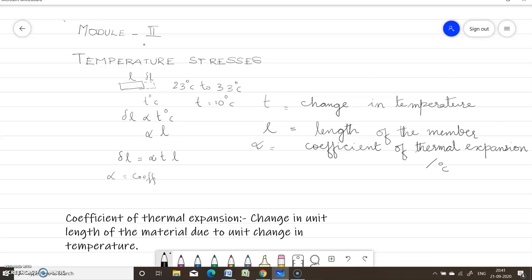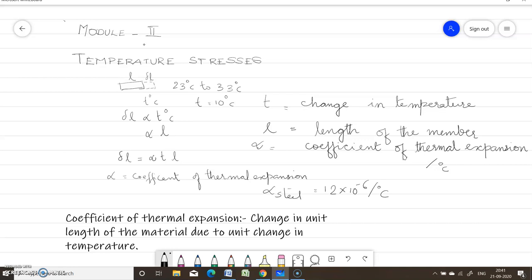It is the constant which depends on the material. So it is different for different materials, and for example, for steel, the value of alpha is equal to 12 into 10 raised to minus 6 per degree Celsius. So how can you define coefficient of thermal expansion? It is the change in unit length of the material due to unit change in temperature.